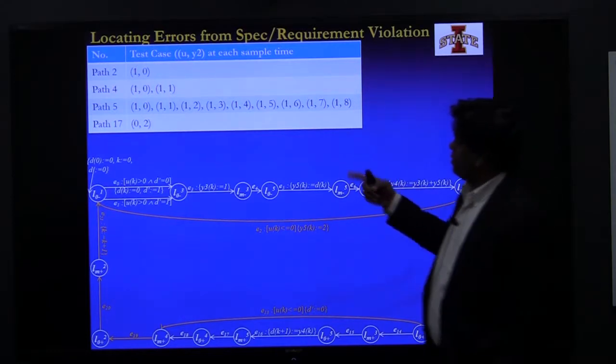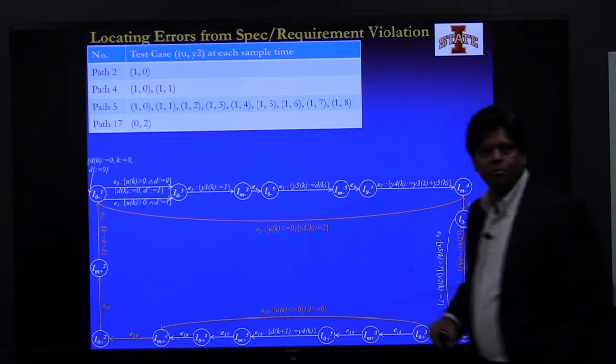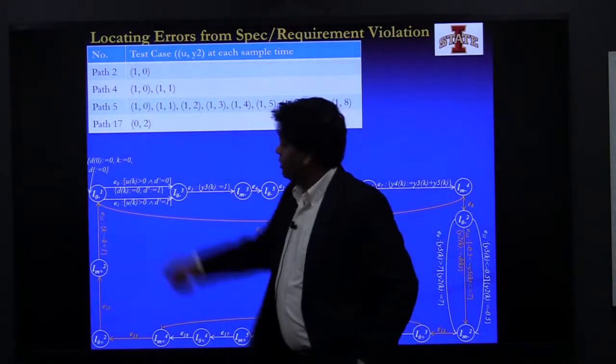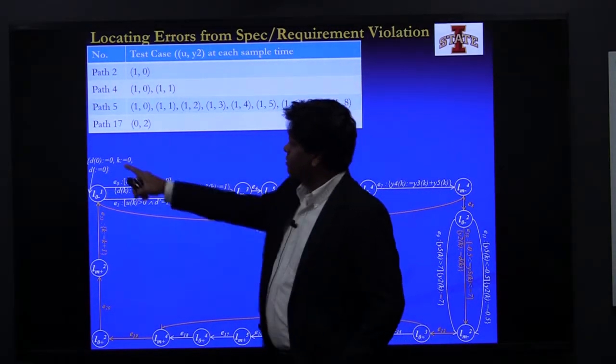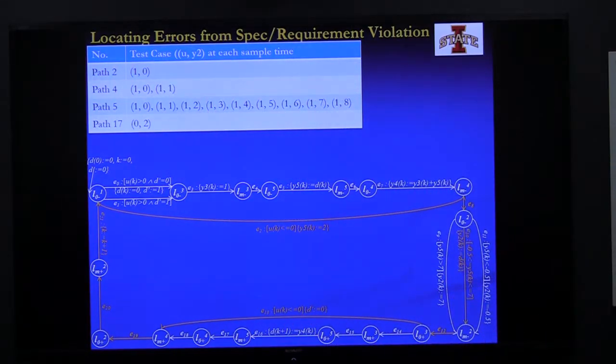So path 5 isn't executed immediately. Some other paths are executed, and eventually path 5 is executed. So that sort of loads up the state so that path 5 becomes feasible. That's right. Yeah, you have to prepare this state. So in each iteration, that state is also being modified. D is being modified.